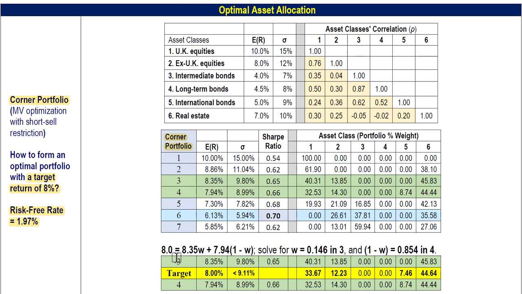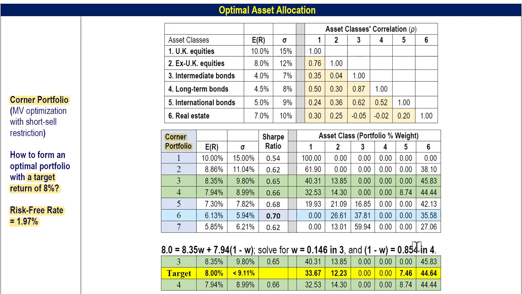So we're going to use interpolation to see the allocation. First of all, look at the return. Our return is 8. Corner portfolio number 3 is 8.35, and we times it by some weight, plus corner portfolio number 4 has 7.94, and we use 1 minus the weight. So the weights add together to equal 1. We can solve for this weight W. We have 0.146, which means that we put 14.6% of the wealth in corner portfolio number 3, and then the remaining 85.4% in corner portfolio number 4.